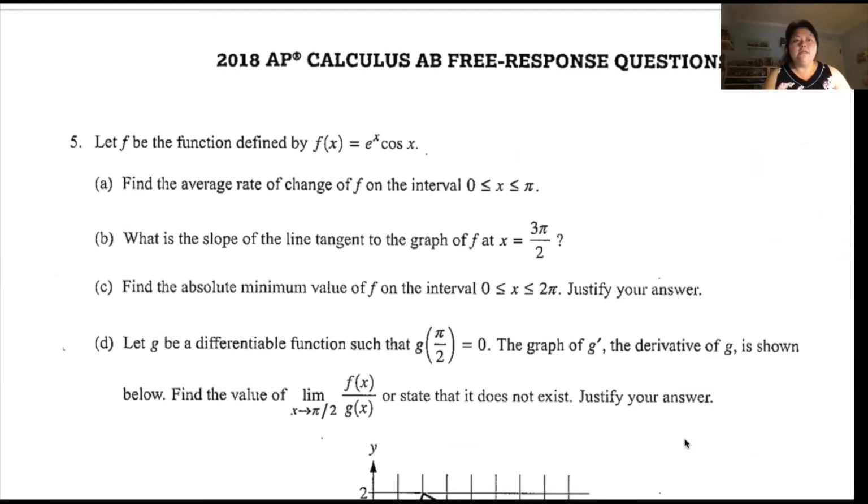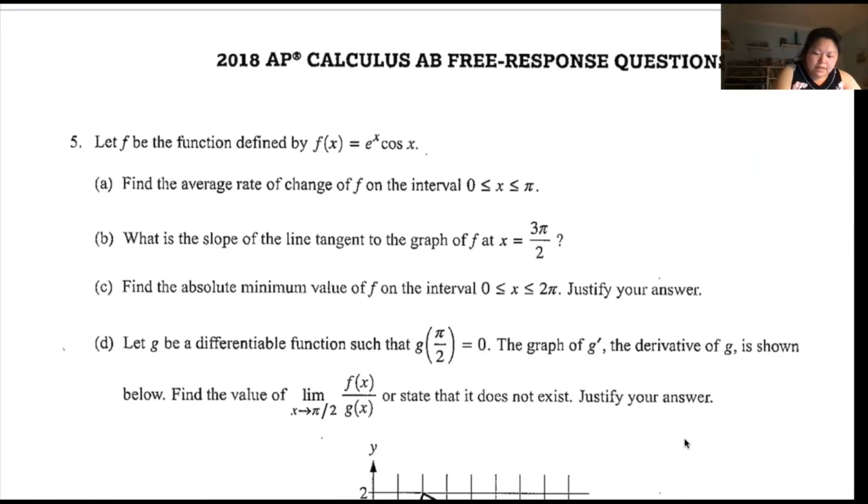We're on 2018 FRQ number 5, still in the non-calculator section. It says, let f be the function defined by f of x equals e to the x cosine x. Part A says find the average rate of change of f on the interval between 0 to pi. So average rate of change is just another way to say slope. So we're going to have to find the y values of these two x values.